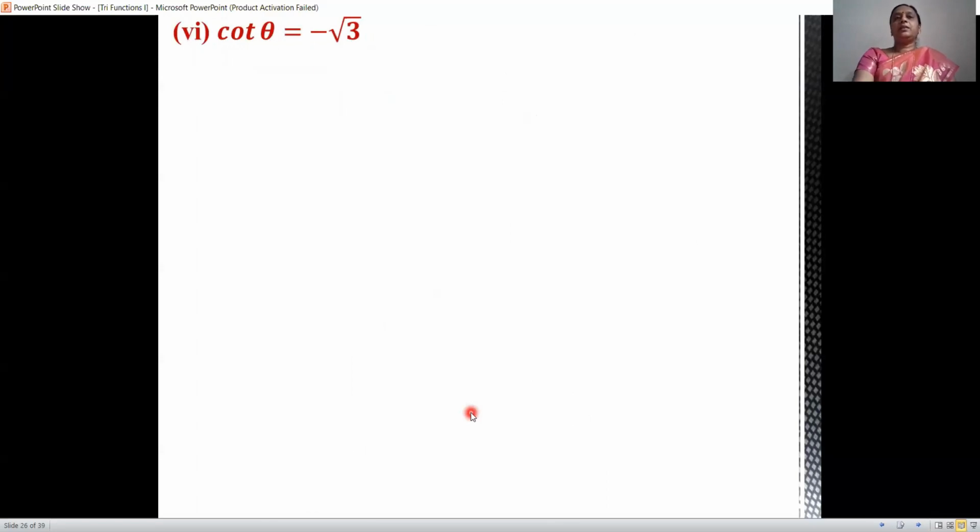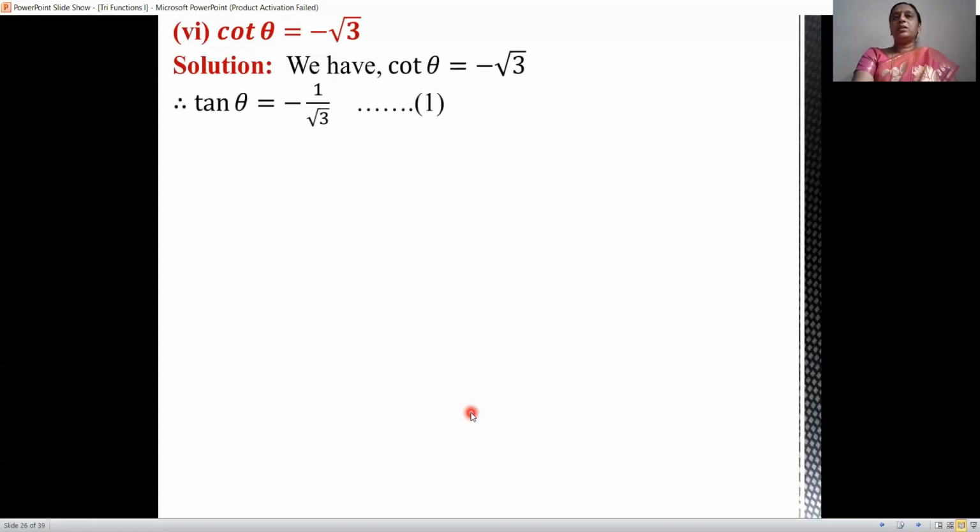See here, we have to find the general solution of cot theta is equal to minus root 3. Now, see our remarks. In the remarks, there are formulae only for sine, cos and tan. There are no formulae for cot, sec and cosec. Therefore, convert this cot into tan. Take the reciprocal of cot, we will get tan theta is equal to minus 1 by root 3. From the table 0 to 360, see where we will get the value of tan theta 1 by root 3. At tan pi by 6, the value is 1 by root 3.